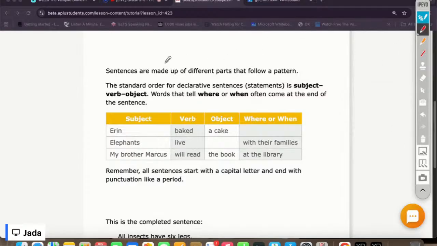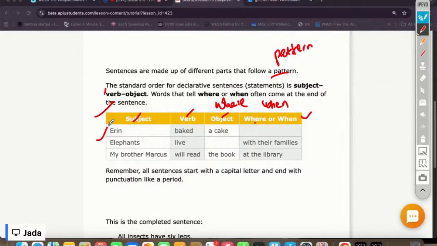All right, so sentences are made up of different parts that follow a certain pattern. The standard order for a declarative sentence, which is a statement, is subject, verb, object. Words that tell where or when often come at the end of the sentence. So we have the subject, the verb, the object, and where or when, which mostly comes at the end of the sentence.